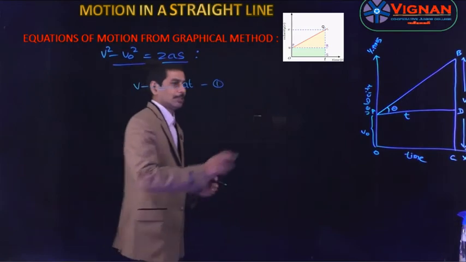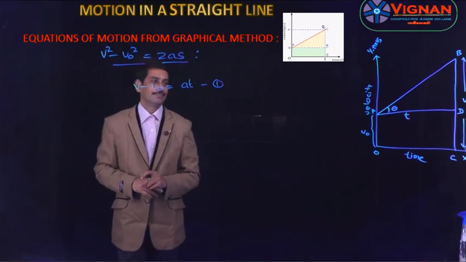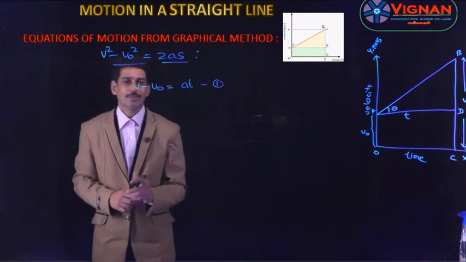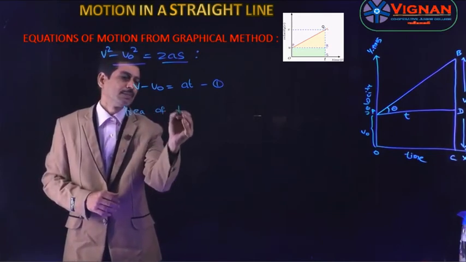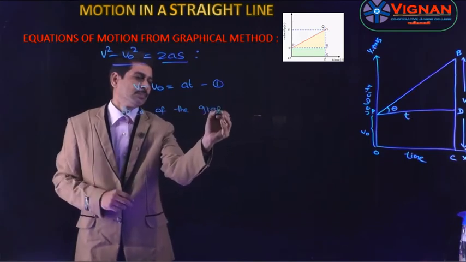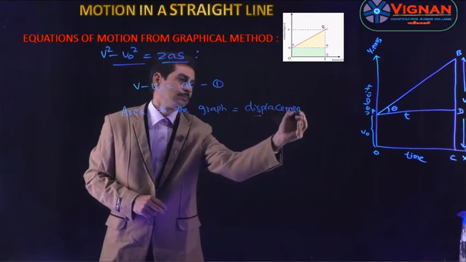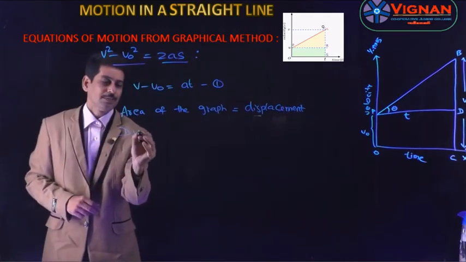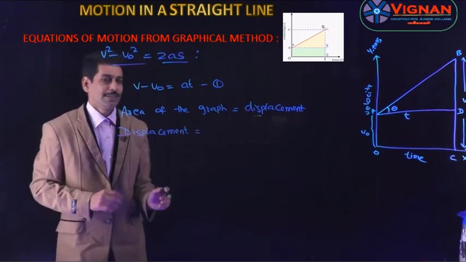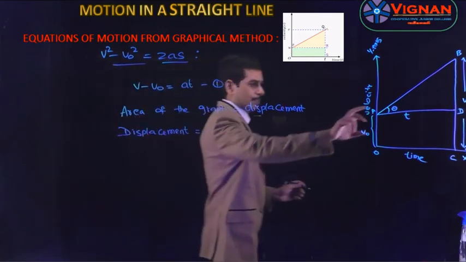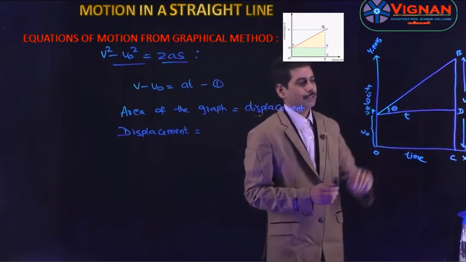Displacement is nothing but the area of the object. So now we find the area of the graph, which gives the displacement of the body. In the last derivation, we divided it into two objects, the area of the triangle as well as the area of the rectangle. Now let us consider this total object as a single object, that is a trapezium.